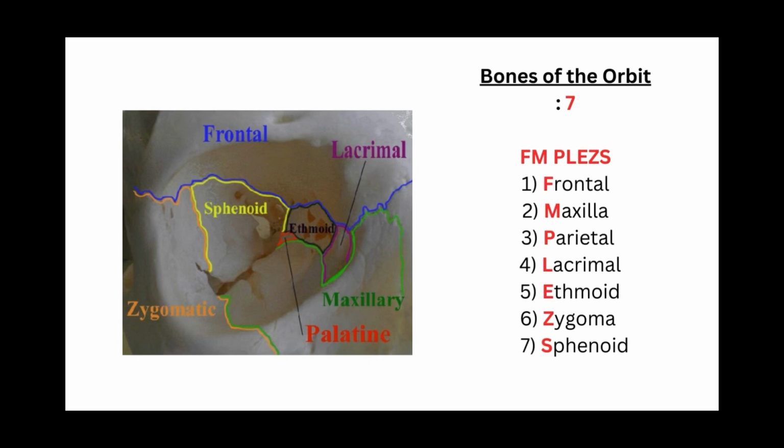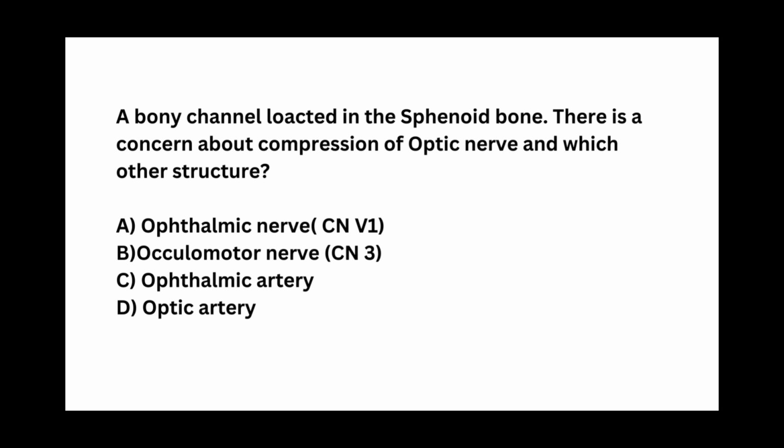And if I feel like I have missed something, I will put it in my other video. So yes, let's do some questions. I've incorporated two questions for practice. The question is: there is a tumor in a bony channel located in the sphenoid bone. I'm sorry, I missed writing that. And there is a concern that this tumor is compressing the optic nerve and which other structure. The options are ophthalmic nerve, oculomotor nerve, ophthalmic artery, or optic artery.